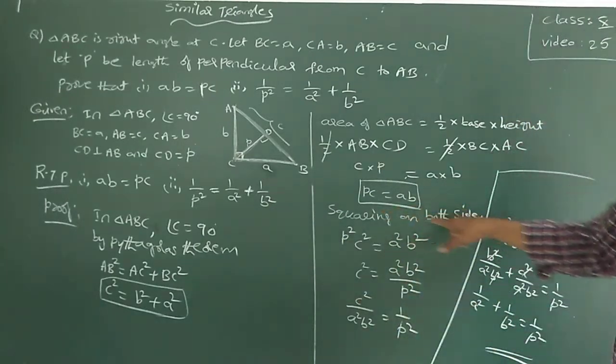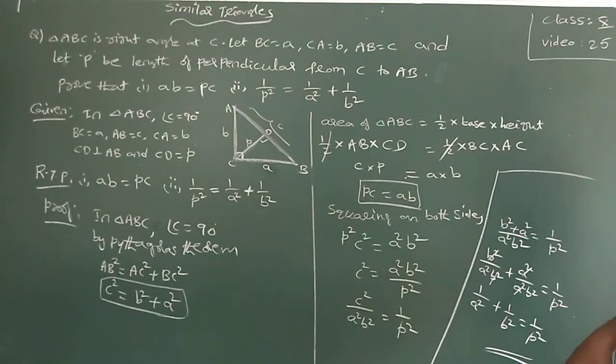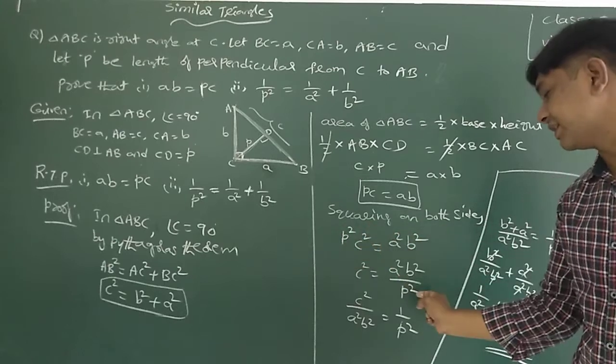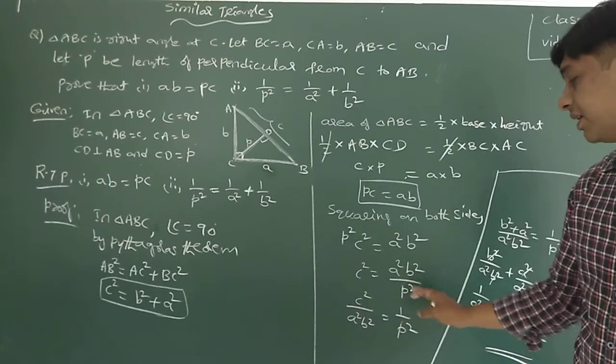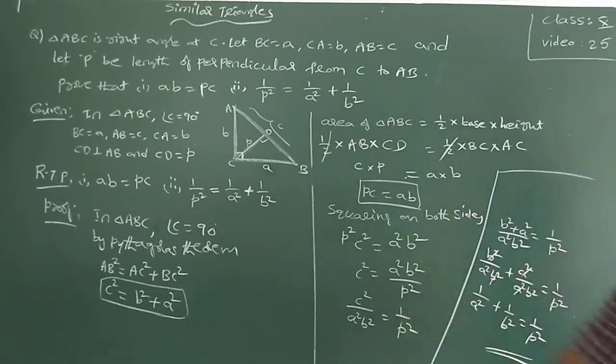Now since I need the result with squares as the second one, I am squaring on both sides again. p square into c square is equal to a square into b square. Okay. Now c square is equal to a square b square by p square. Now see, this a square b square send this side. c square by a square b square is equal to 1 by p square.